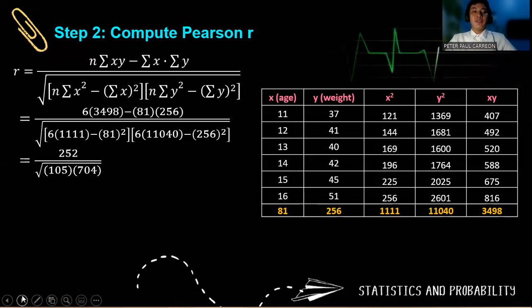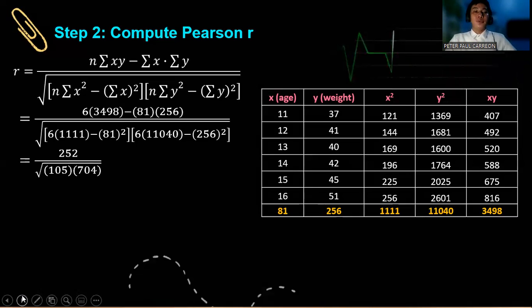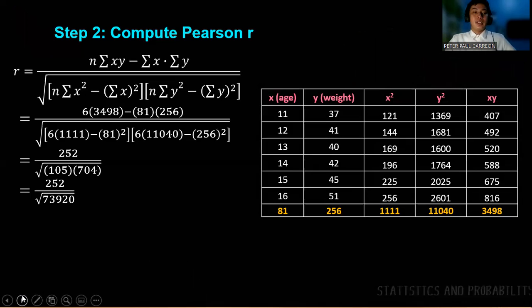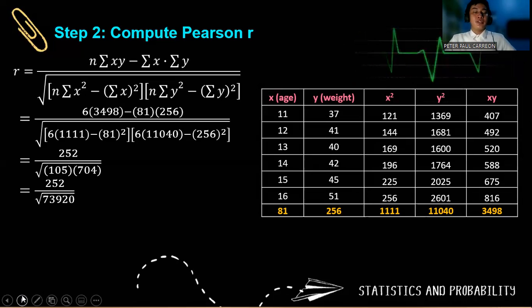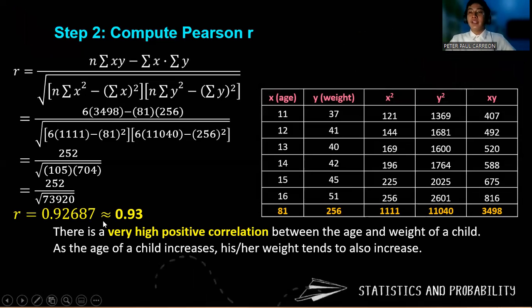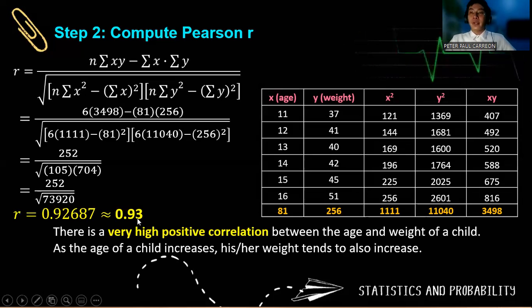Using the scientific calculator, we have 252 over the square root of 105 times 704. That is 252 over the square root of 73,920. And R is 0.92687 or approximately 0.93. So we round it off to 2 decimal places.